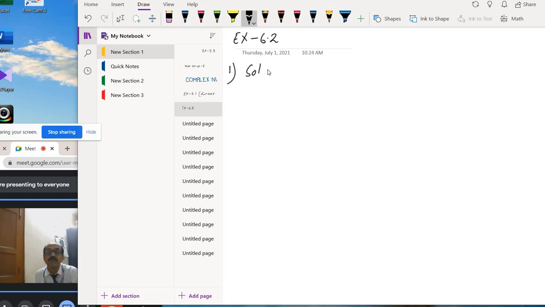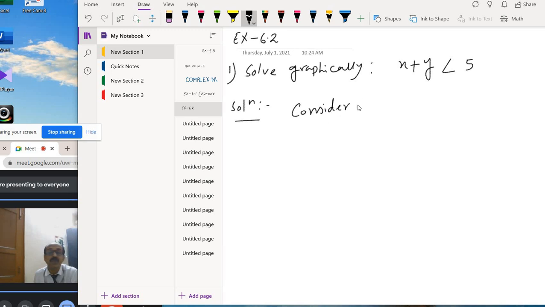Solve x plus y less than 5. Okay. Now solution. So first you take the equal sign. Consider the equation x plus y equal to 5.